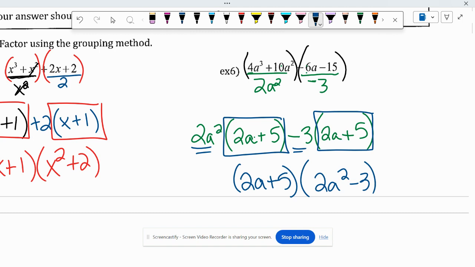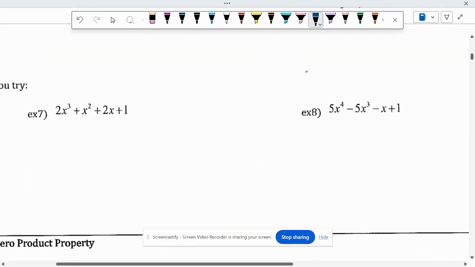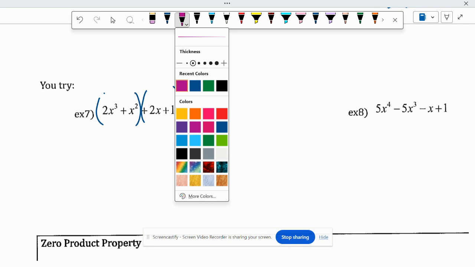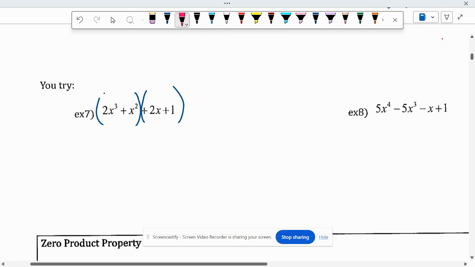Okay. Let's do another example. So example number 7. Remember, when we factor by grouping, the first thing I want you to do is group 2 terms at a time. And so we're going to ask ourselves, looking at 2x cubed and x squared, I can take an x squared out of that first grouping. In that second grouping, I can't take anything out except a 1. And sometimes that happens. You can't take anything out except a 1.